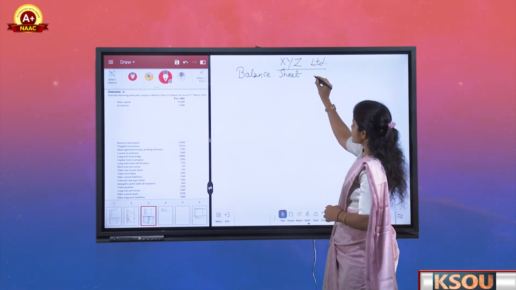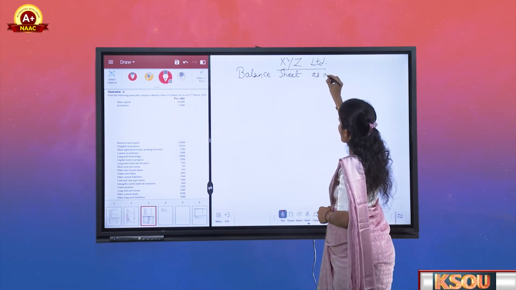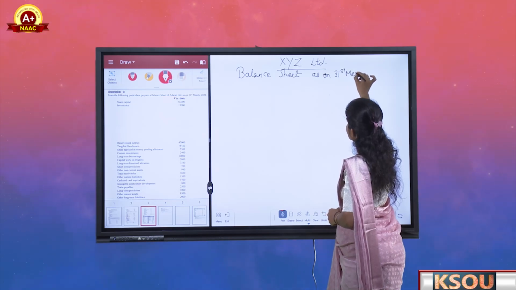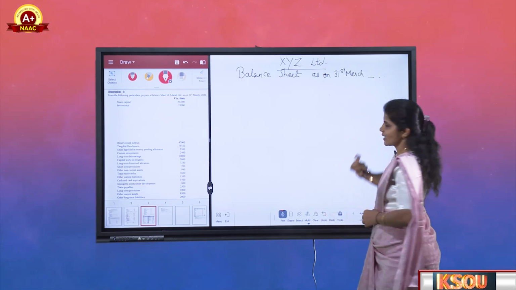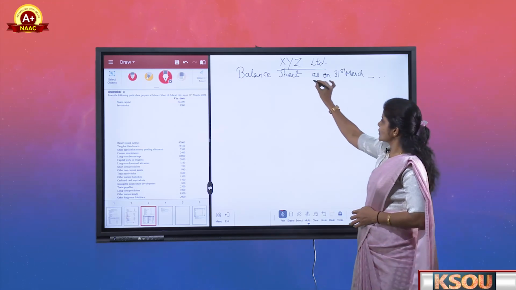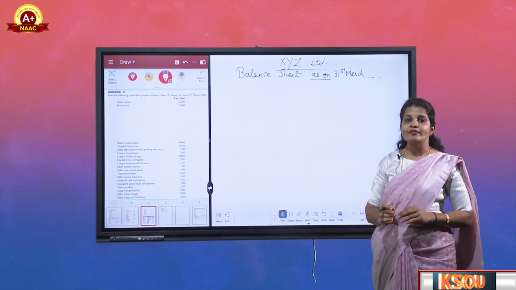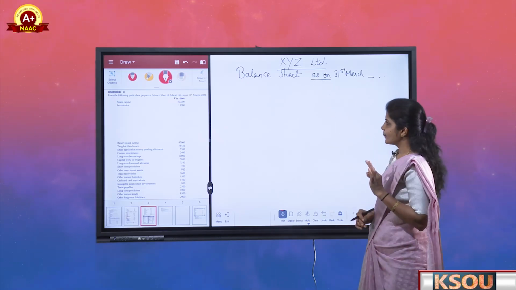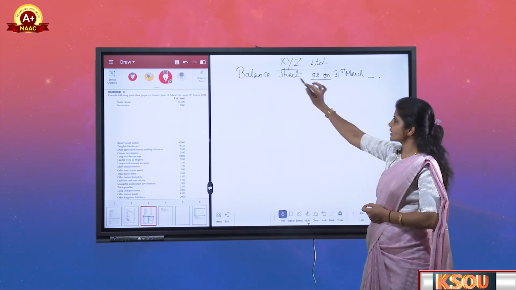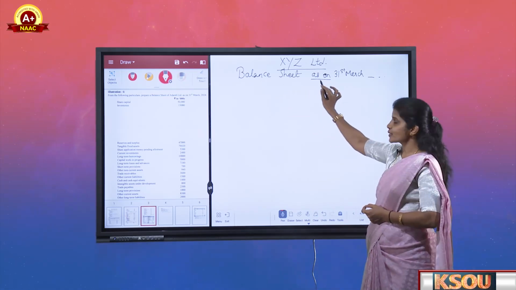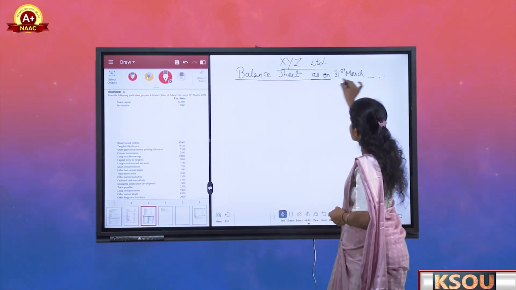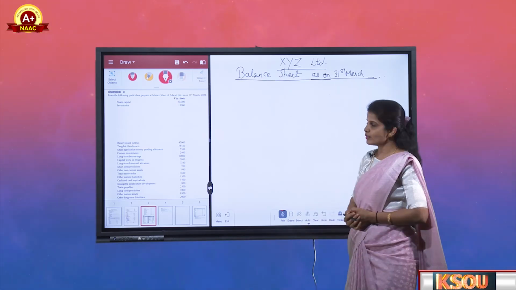So we say as at or as on 31st March, which date? It can be 2024, 23, 21, whatever it may be. Always this will be prepared as on, not for the year ending. So while mentioning, we should always be careful to mention this balance sheet as on, not for the year ending. Okay, so this is the heading we have to mention.